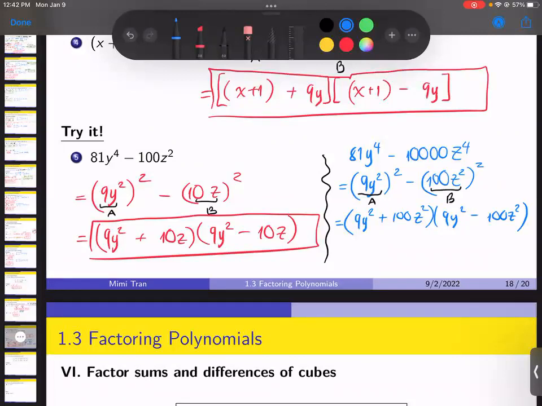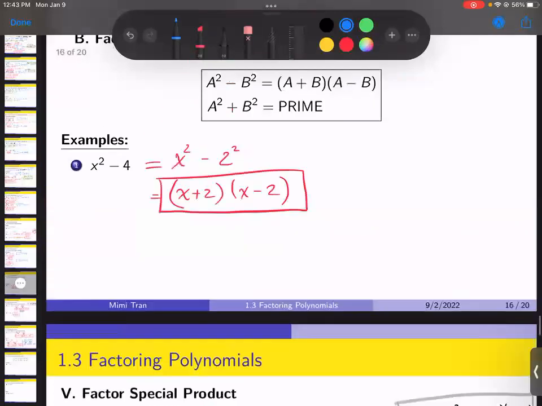Let me ask you, can I factor this one? Who says yes? Raise your hand. I'm talking about this one, the first binomial. No, right? It's prime, right? Remember a squared plus b squared is prime. So it's going to be 3y parentheses squared plus 10z parentheses squared, which is prime. Remember that? A squared plus b squared is prime.